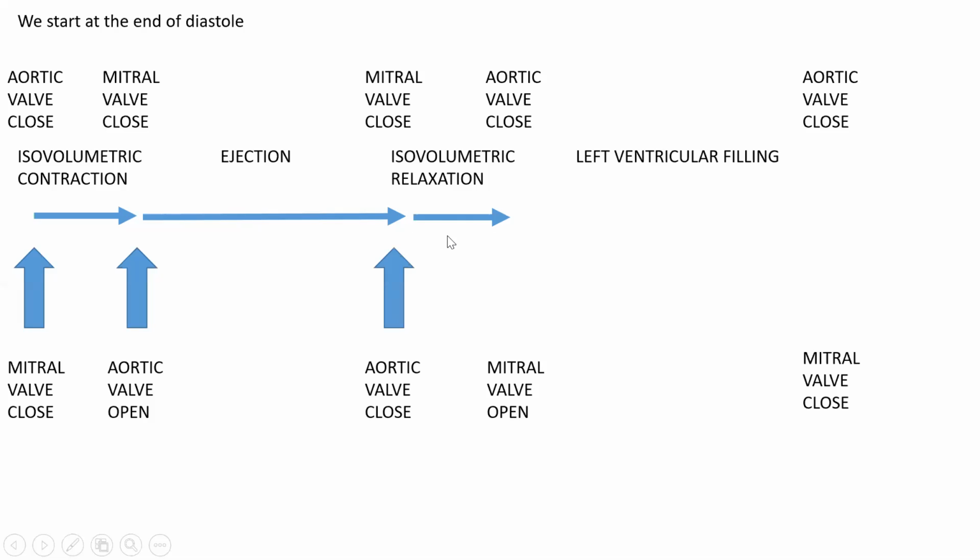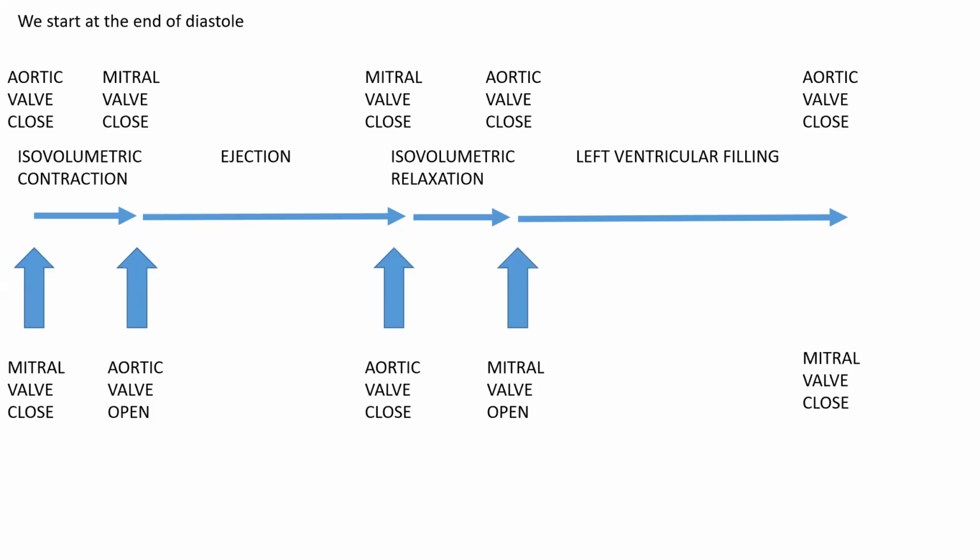So this is the beginning of diastole. The pressure inside the left ventricle goes down, but the volume is still the same until it comes to the point that the pressure inside the left ventricle is lower than the pressure inside the left atrium. That is when the mitral valve opens and you have filling of the left ventricle from the left atrium. Blood flows from the left atrium to the left ventricle. This is called left ventricular filling. So the left ventricle will fill and fill until the mitral valve closes again and you go back to the isovolumetric contraction.